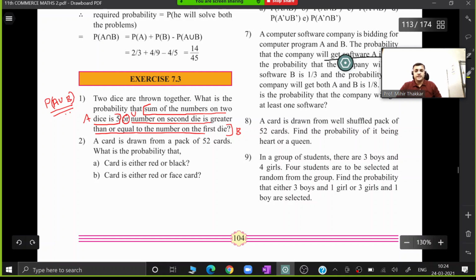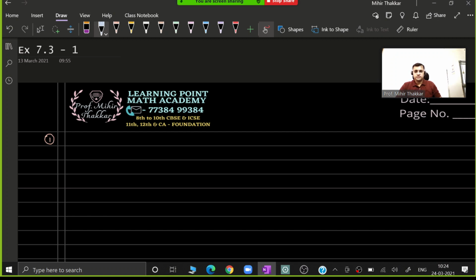I had explained to you in the last lecture, whenever we have the word or, we have to use union. Whenever we have the word and, we have to use the symbol of intersection. So in this case it is or, therefore I am using the notation of A union B. So what is the solution? Let us check it out.